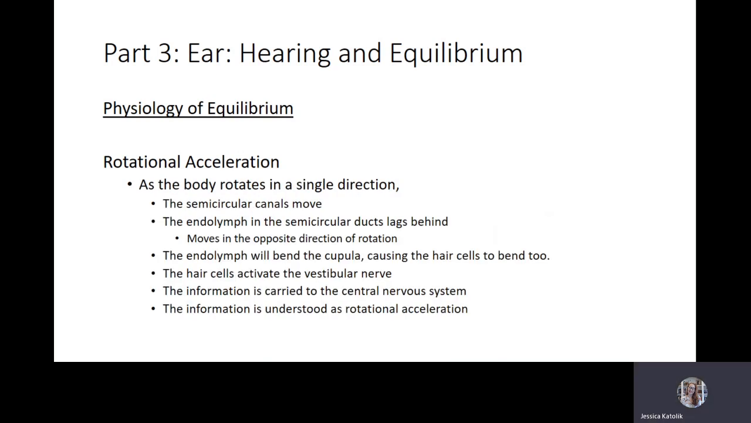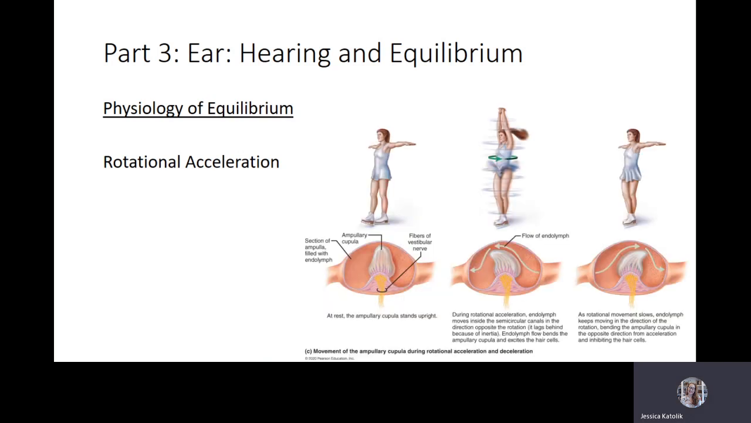So let's talk about that. I didn't write it down step by step here, but I do want to show it to you as an image instead. Okay. So here we have a figure skater from our textbook. The figure skater here is still, she hasn't moved. And so the endolymph in the semicircular canal, or the semicircular ducts, is still and not moving. So the cupula is standing up straight. The hair cells are not activated.